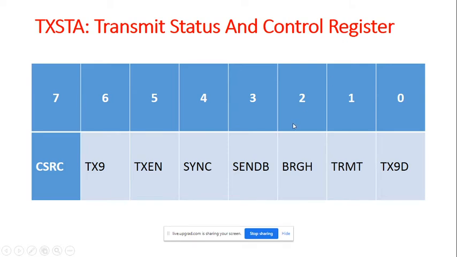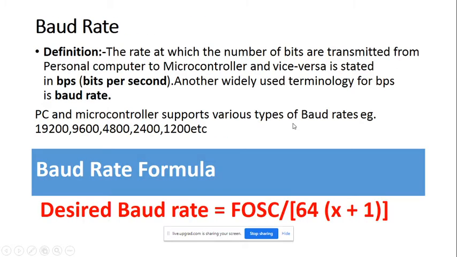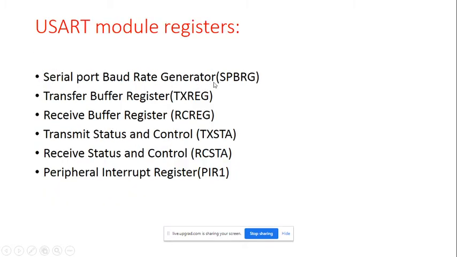Now, before that, I want to discuss the next two registers. Already I discussed this serial port baud rate generator. I've just calculated the value of x and I'm placing that value into this register, that is SPBRG, the serial port baud rate generator. Then next, regarding the transfer buffer register, that is the TX register.